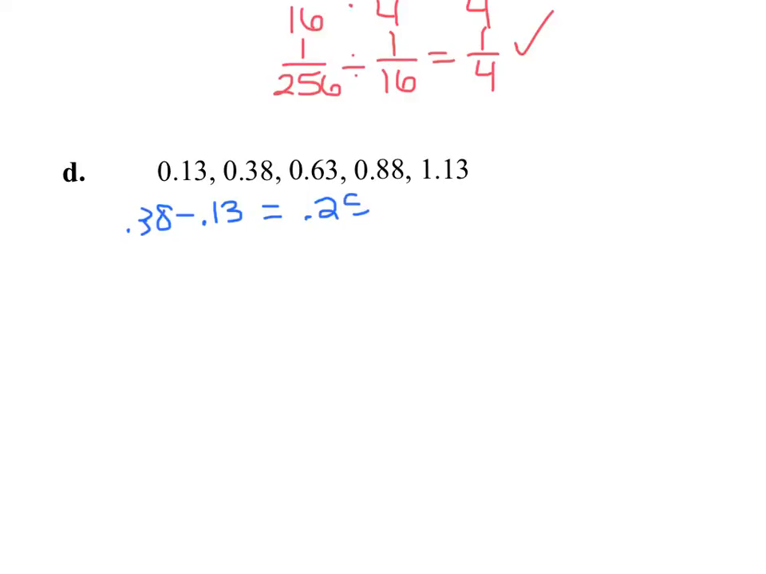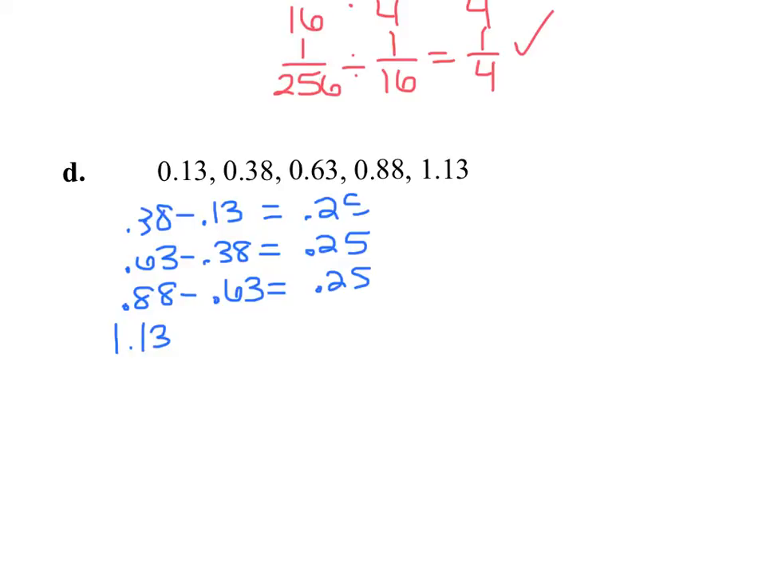I'm going to try it again. 0.63 minus 0.38. And when I do that, I also get 0.25. So 0.88 minus 0.63. That's also 0.25. And last, 1.13 minus 0.88 would be 25 cents. All right, so looking at that, we could see that there's definitely a pattern here.